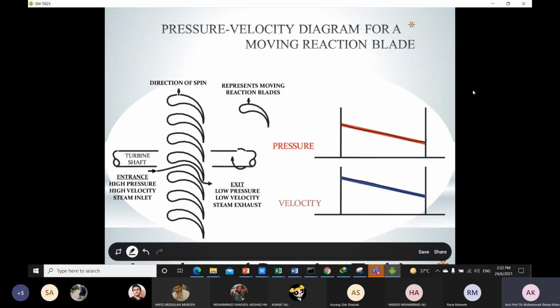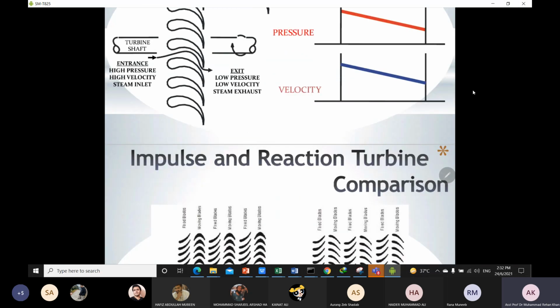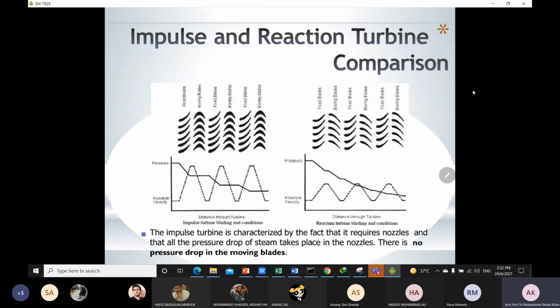For example, if I give you the same graph, you have to draw the pressure velocity diagram for the moving blade section of impulse turbine and reaction turbine in the paper or your exam. So you have to draw the simple graph of pressure and velocity. Okay, so this is just the same graph.